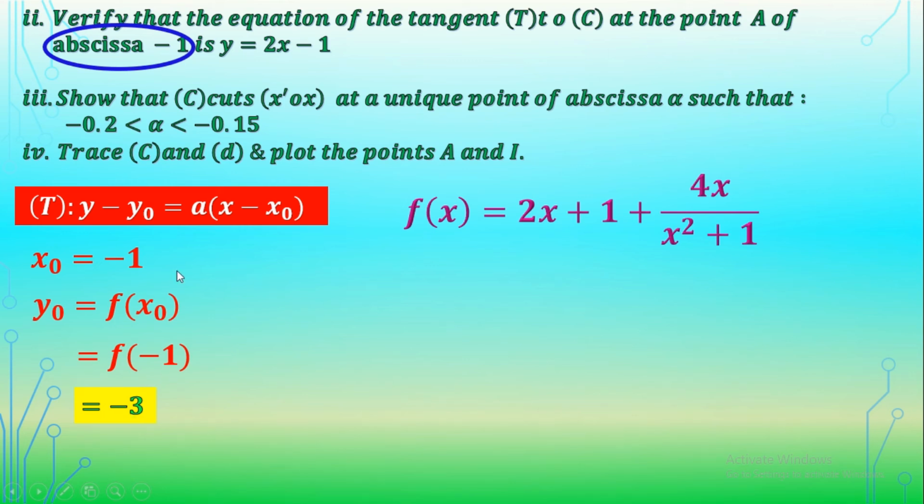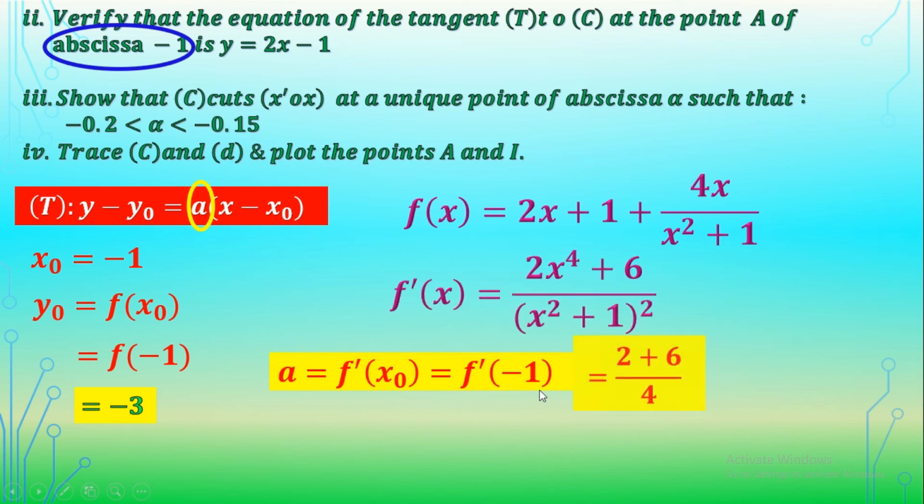Now what unknown are we still needing to find? a. The slope a is the derivative of f of x at x0, so it's f prime of x0, which is minus 1. So it's equal to f prime of minus 1.